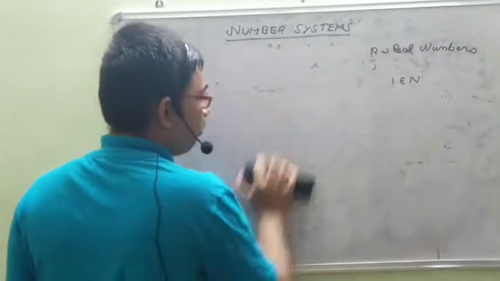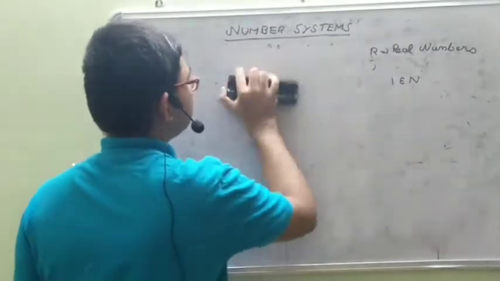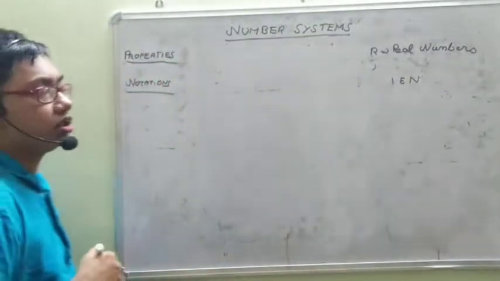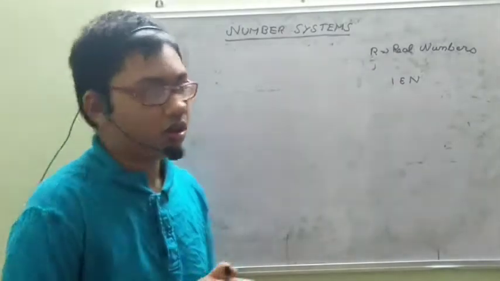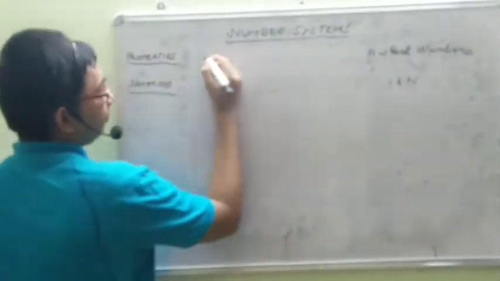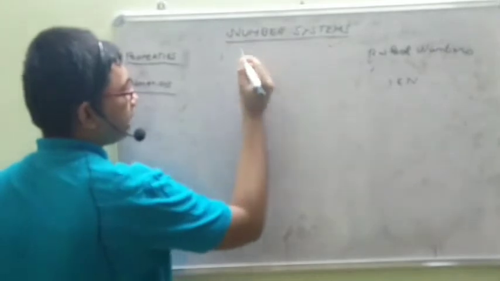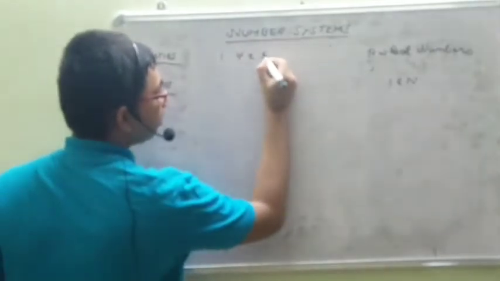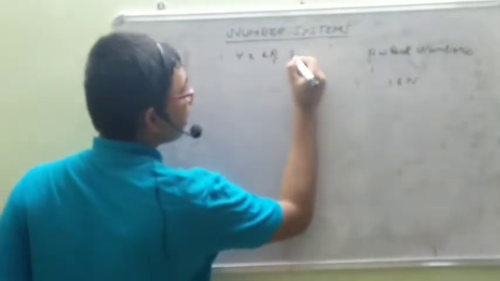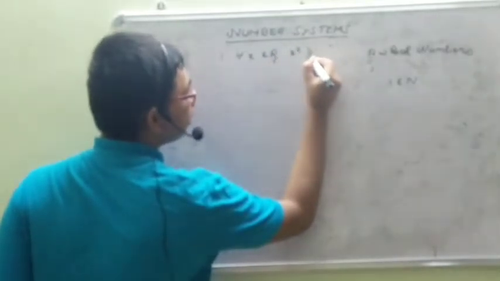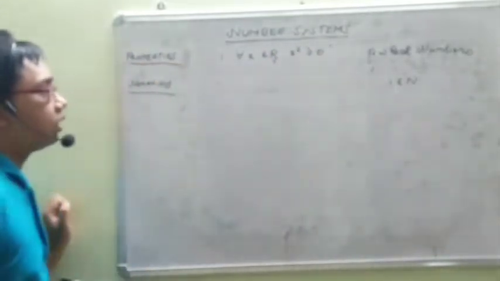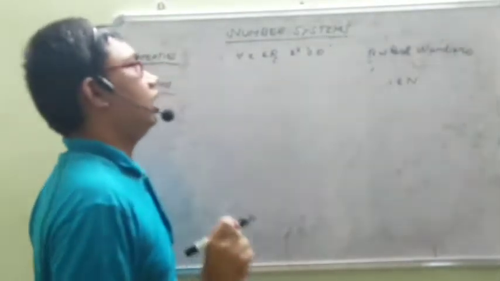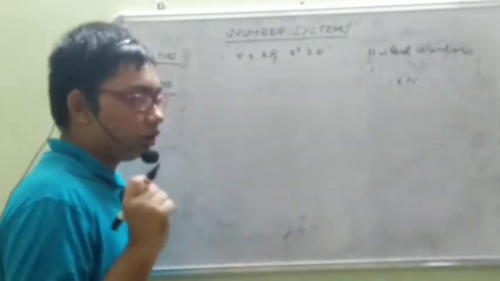Now, what are some properties? The first property is the squaring property. Property 1, squaring: for all x element of R, x square is greater than or equal to 0. For all x element of R, x square will be greater than or equal to 0.